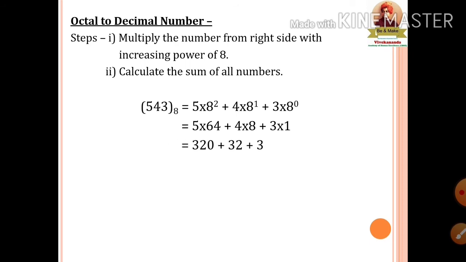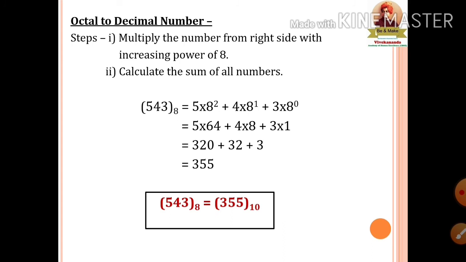Solving this equation further, 64 into 5, the value is 320. 4 into 8, the value we will get is 32. And 3 into 1, we will get the value 3. Adding all these three numbers, we will get the final value as 355. So 543 from the octal number system will be represented as 355 in decimal number system.